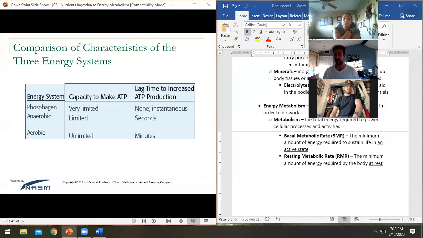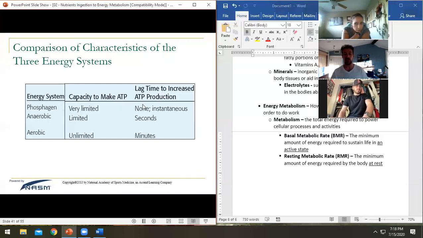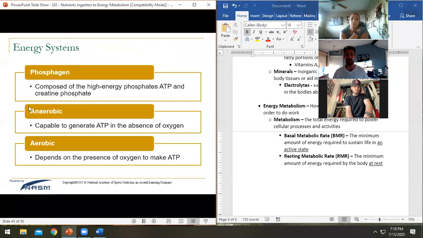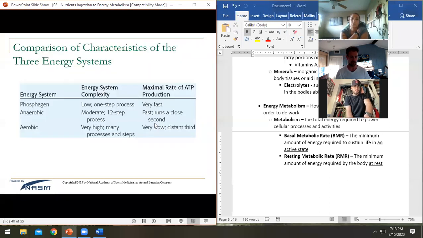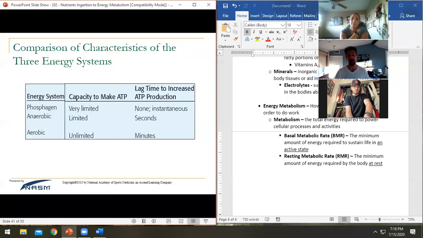So how long does it take you to target these energy systems? Well, if it's your phosphagen system, your ability to make ATP with that system is super limited. You are pretty much going to run out of that ability in about 5 to 15 seconds. So the lag time, there is none. It is instantaneous, right? You want ATP, you got it.